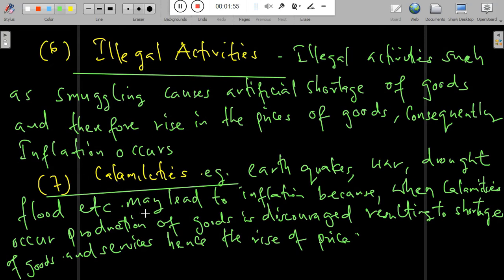But also the issue of illegal activities. Illegal activities such as smuggling cause an artificial shortage of goods and therefore a rise in the price of goods, consequently leading to inflation. Calamities like earthquakes, war, drought, floods, etc. may lead to inflation, because when calamities occur, production of goods goes down, and this results in a shortage of goods and services. So when a shortage of goods and services occurs and prices go up, this results in what is known as inflation.